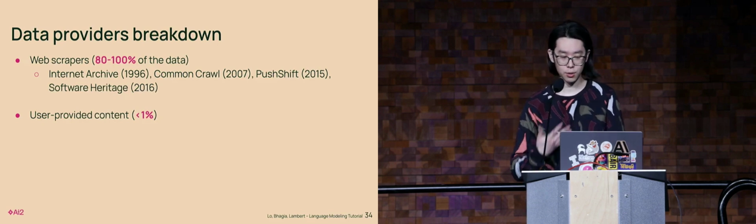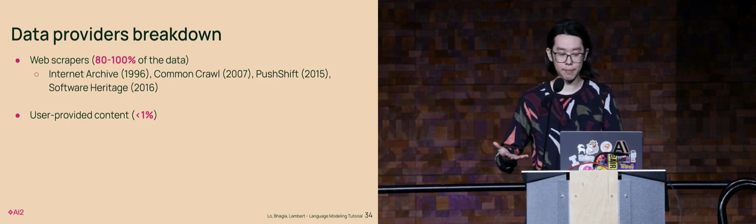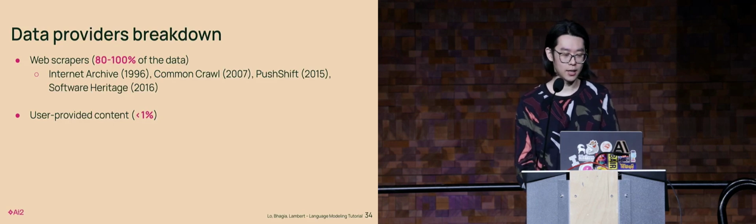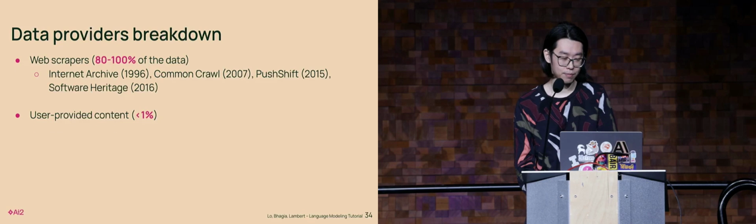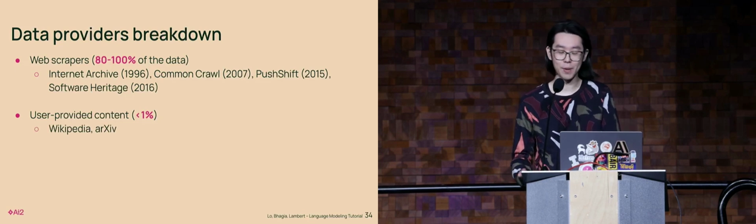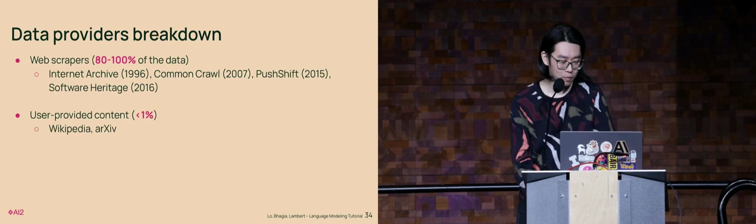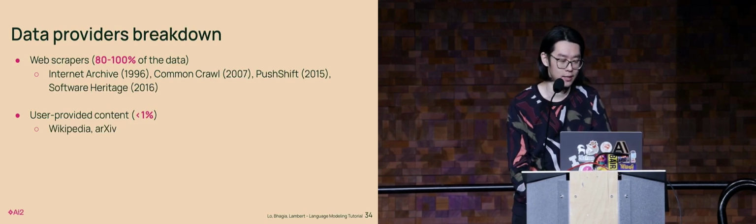User-provided content, so I call user as in large amounts of people uploaded their content and then this is made available, is actually less than 1%. And this includes stuff like Wikipedia and Archive, where I consider this user-uploaded content because you uploaded your papers to Archive. This is actually a very tiny fraction of data.